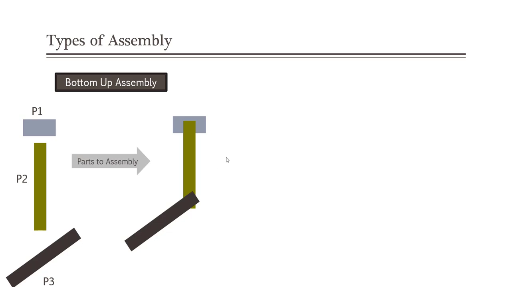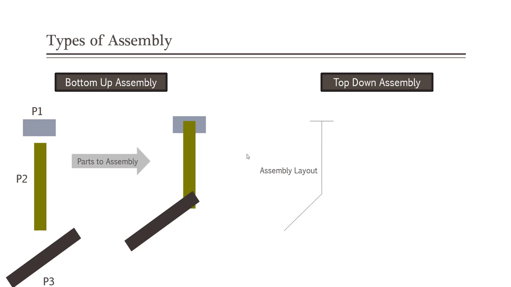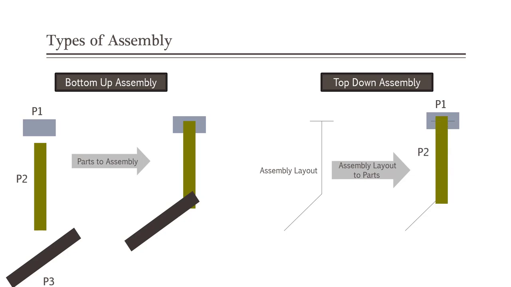There is another approach which is called the top-down approach or the top-down assembly, in which we start with the layout of the assembly instead of creating the parts first, and then we create parts from the assembly layout that we created and combine those parts based on the layout that we have. In this tutorial, we are going to use the bottom-up assembly approach.